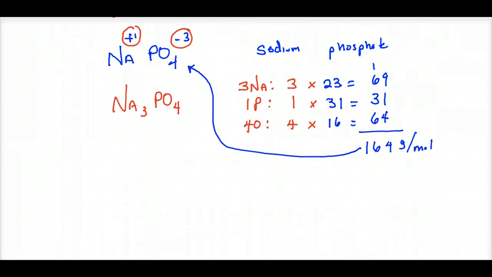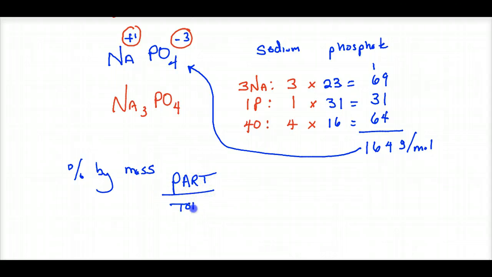And this leads us into percent by mass. The next kind of question you can see here is, what is the percent by mass of oxygen in sodium phosphate? Now, percent by mass means we're going to use a part over total. And we're going to make a percentage out of it, so we'll times it by 100. So in my question, what is the percent by mass of oxygen?